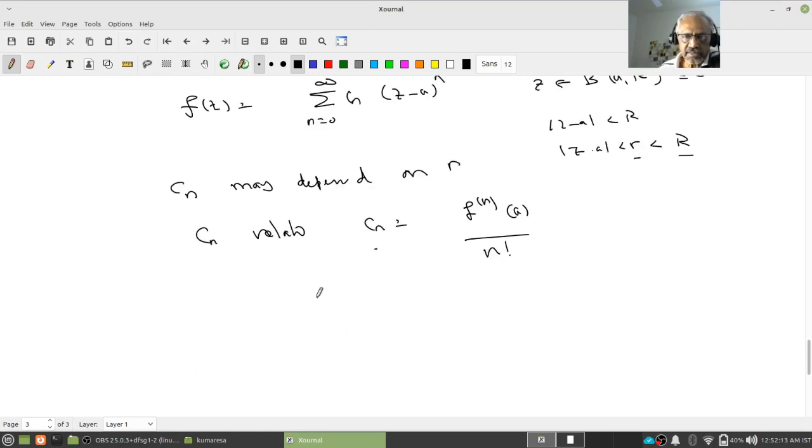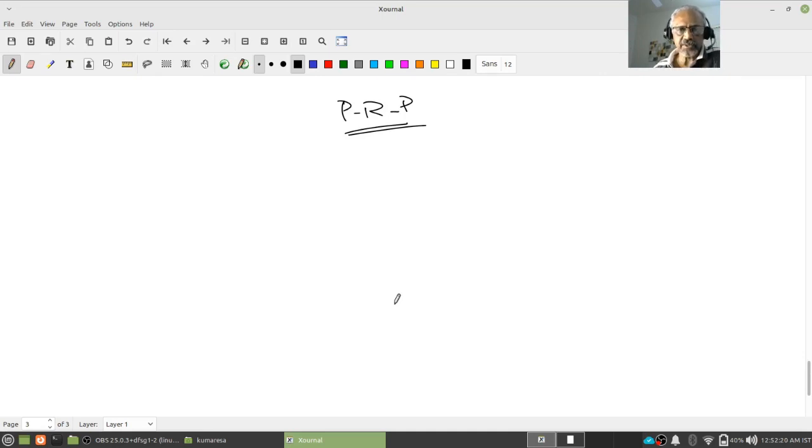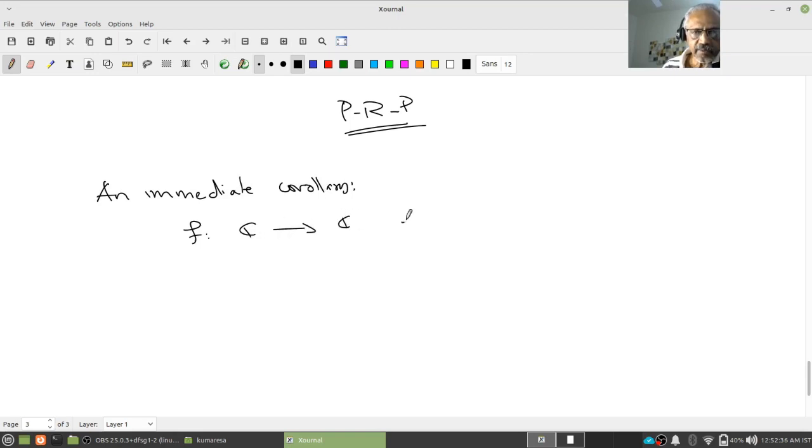Please understand this. These are the subtle points which are usually not explained in books and by teachers. Please understand. As an immediate corollary, if f from C to C is entire, that means what? Holomorphic on the entire complex plane.